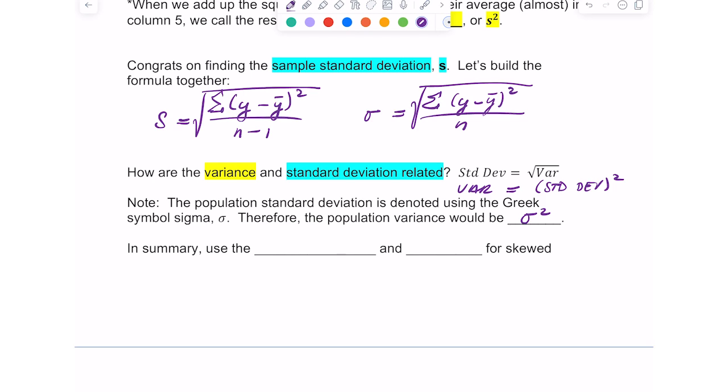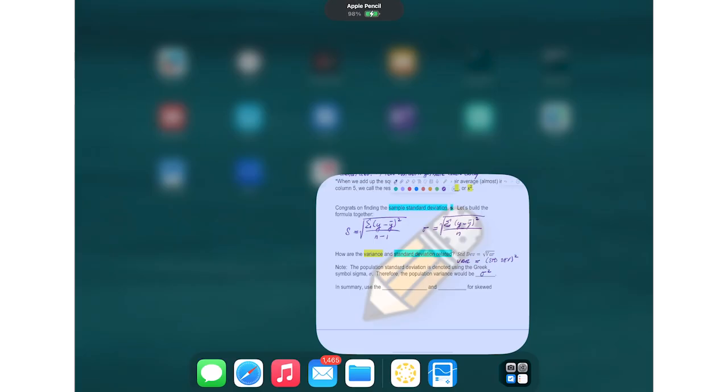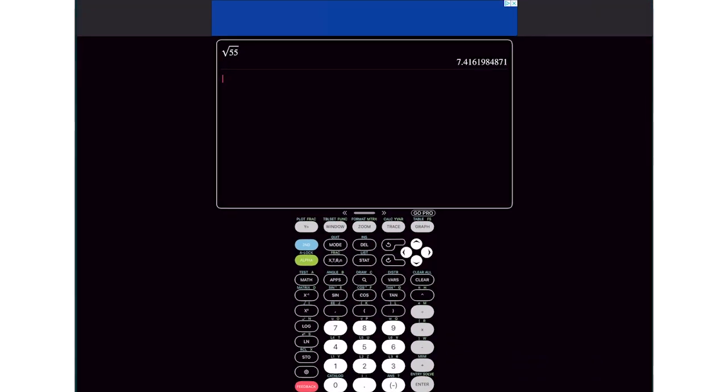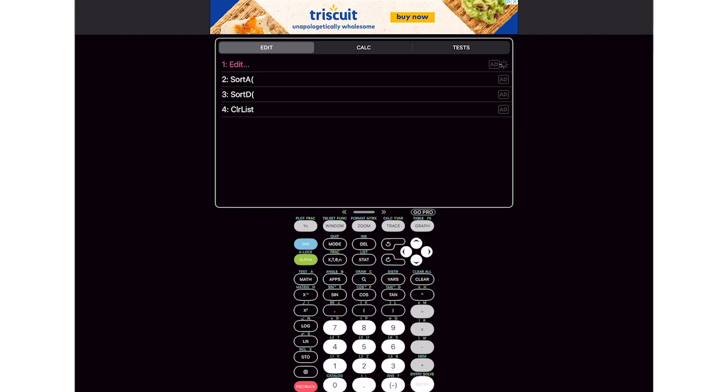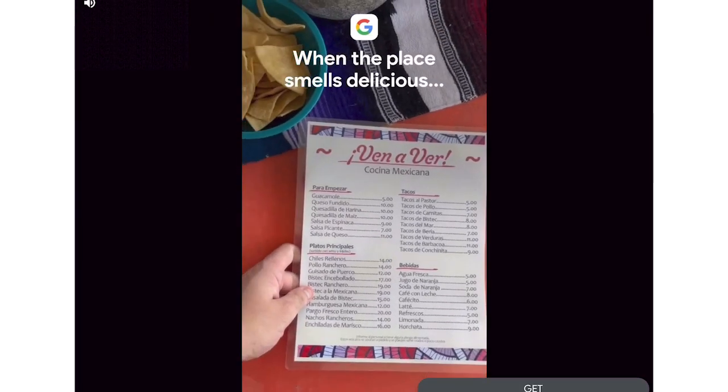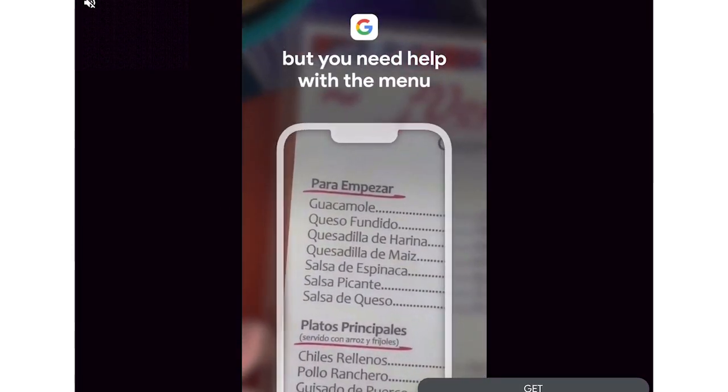Okay, let's see how to find the standard deviation on our calculator. So I'm going to go in, and if you'll recall, to enter a list of numbers, you're just going to click stat and enter.